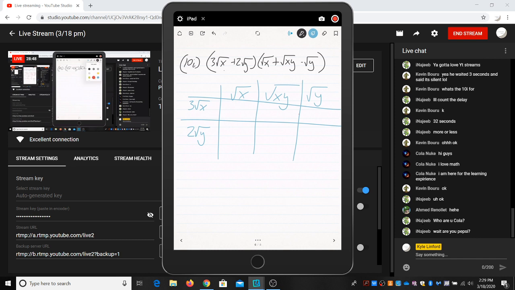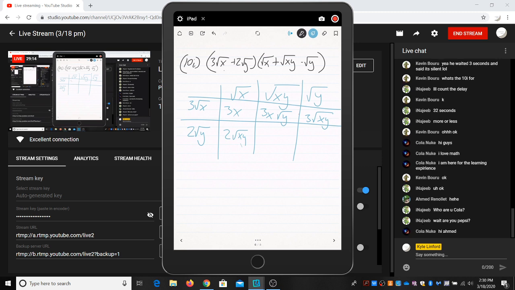3 root x times root x is 3x. 3 root x times root xy, well, the root x's combined together, so we have 3x root y. 3 root x and root y, and nothing simplifies there, so we're left with the xy in the root. And then the same thing for here, we get 2 root xy.